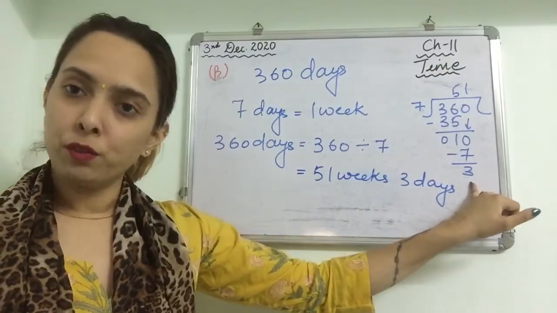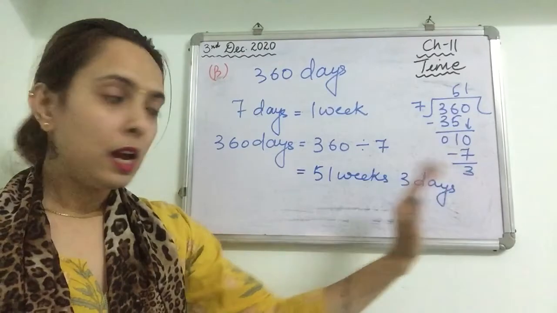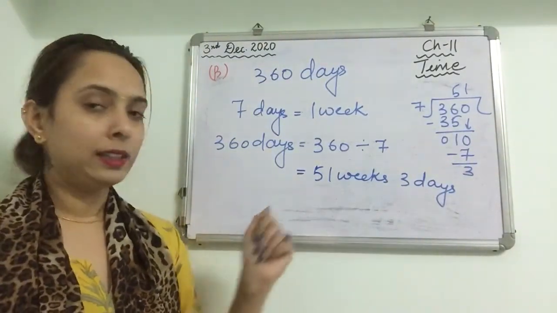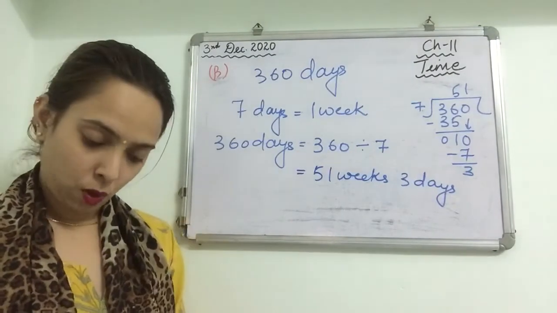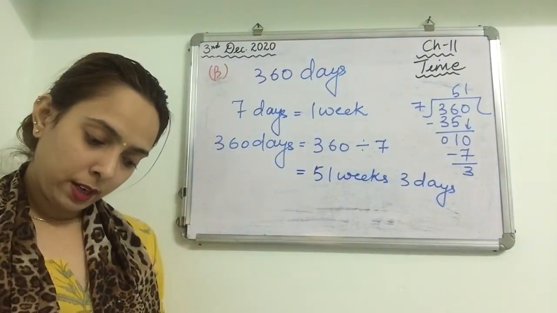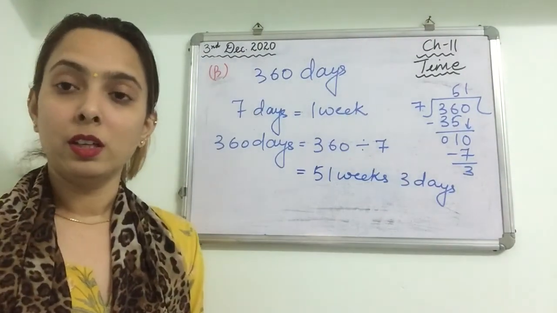We cannot divide it further. So here our division stops, and here is our answer. So in this way you are going to solve. So another question which I want to explain you is from the C part.